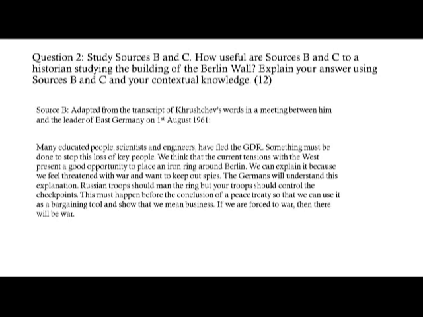in a meeting between him and the leader of East Germany, and that was a man called Walter Ulbricht, on the 1st of August, 1961. So let's imagine that you've got your highlighters at this point. Okay. So this is a transcript of a meeting.